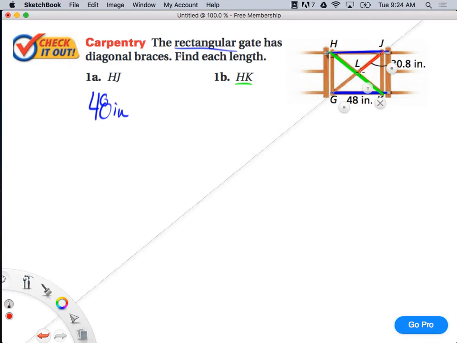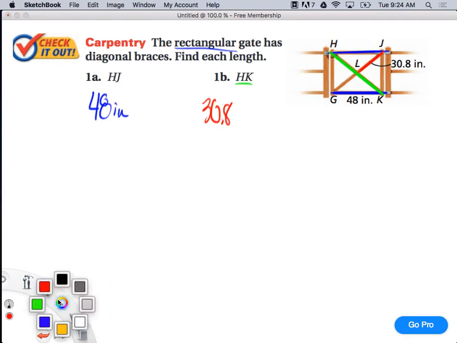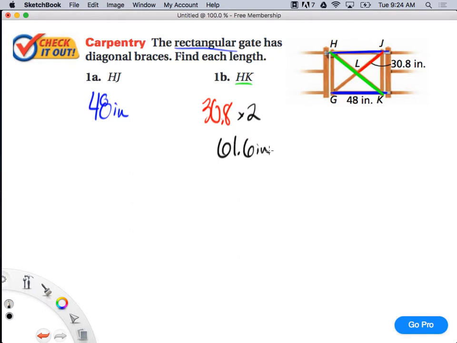So that is 30.8. So what do I know about the diagonals of a rectangle? They are congruent. The diagonals of a rectangle are congruent. So therefore, if this is 30.8, then the green is 30.8 times 2, right? Which is 61.6 inches. Is that pretty clear? Okay, any questions on that? All right, cool.